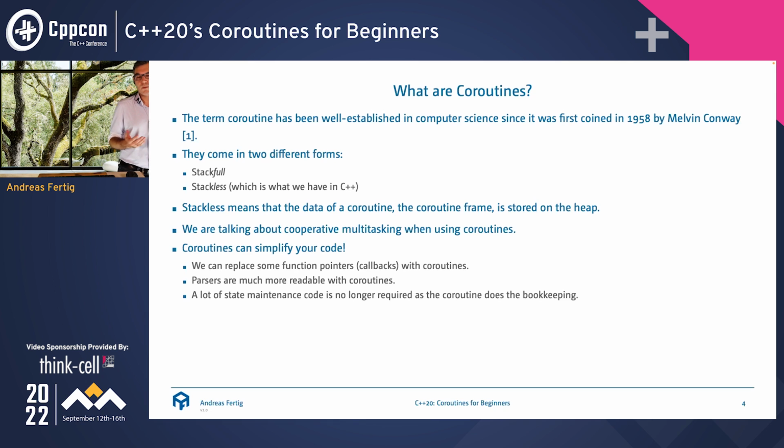So coroutines themselves are nothing new. The term has been well established in computer science and it was first coined by Melvin Conway in 1958. It was only C++ who, well, took its time to finally implement them in C++.